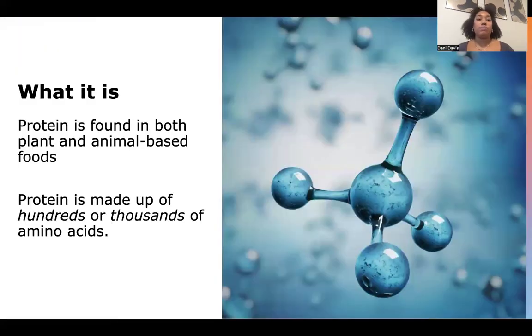What it is. Excuse me. Protein is found in both plant and animal-based foods. When we think of animal protein, we're thinking of meats, so chicken, beef, like ground beef, pork chops, things like that. Plants, we think of beans, lentils, things like that. Protein is made up of hundreds or thousands of amino acids.